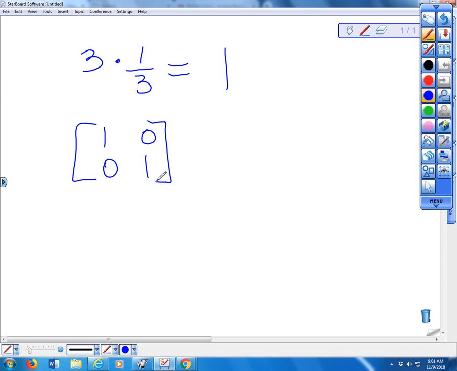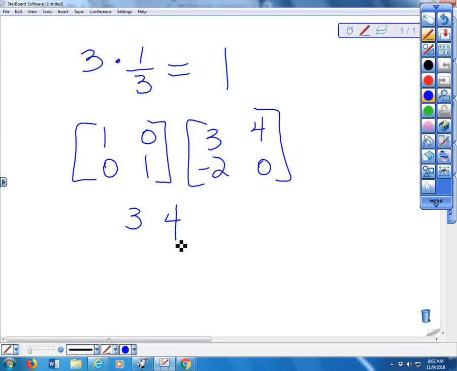Okay, let's try it. How do I multiply? I take this row by this column, right? 1 times 3 plus 0 times negative 2 is just 3, right? 1 times 4 is 4, plus 0 times 0. 0 times 3, 0. 1 times negative 2. 0 times 4, and 0 times 0. When I multiply any matrix by the identity matrix, I get exactly what I started with.